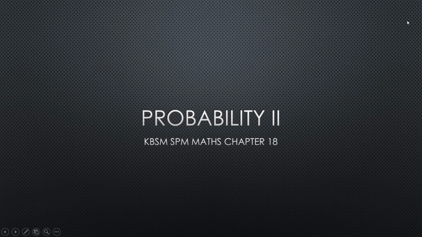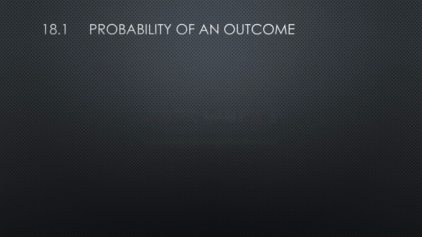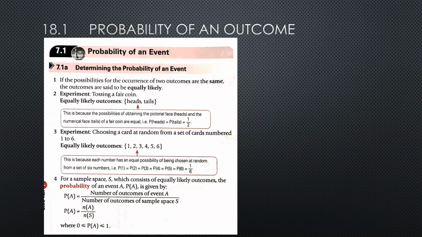Hi. Okay, so today we are going to learn probability 2. Chapter 18. So we are starting from probability 2 part 1. So 18.1. The probability of an outcome can be done by this one.